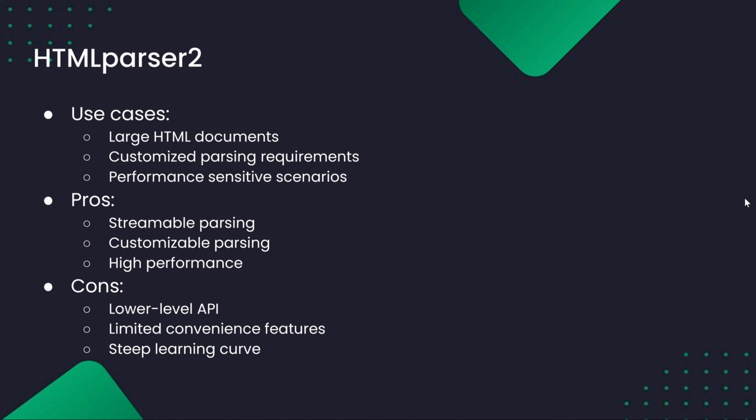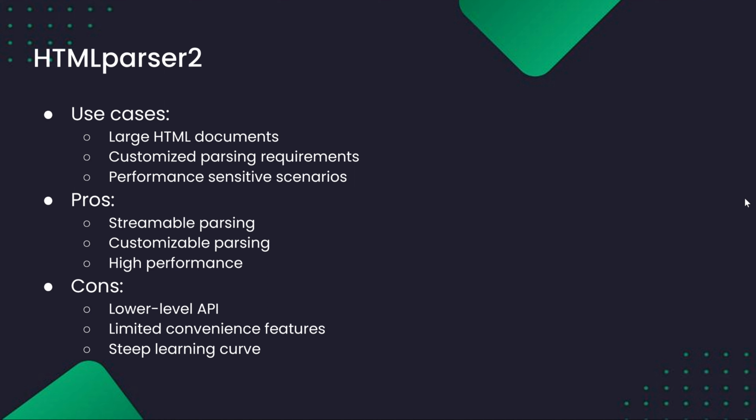Some pros of HTML Parser 2 are its streamable parsing. HTML Parser 2's ability to handle streaming scenarios and process HTML documents in chunks allows for efficient parsing of large files without loading the entire document into memory. It's customizable parsing. HTML Parser 2 offers flexibility and customization options, allowing developers to define their own event handlers to handle specific HTML elements or structure, providing fine-grained control over the parsing process.